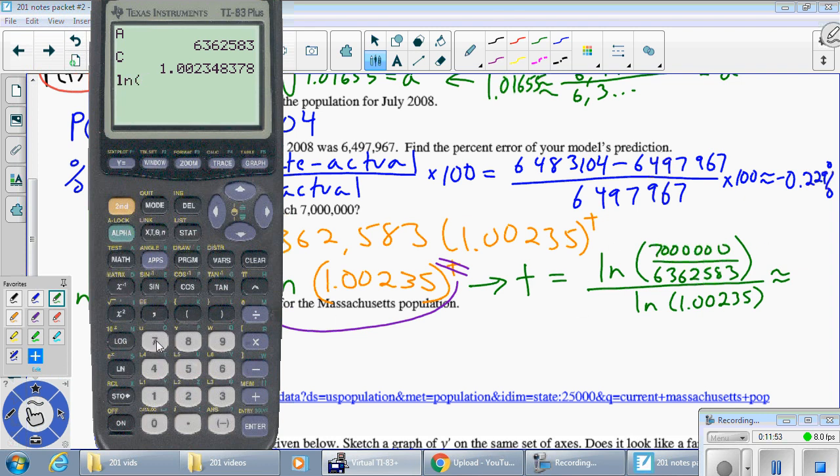7 million, this will be real fancy. This E means times 10 to the, and there's 6 spots, 6 zeros here. So there's 7 million divided by, and then we said this was the number A, divided by ln of C. So again, a very efficient way to use the storing of numbers on the calculator. So it looks like it takes about 40 years. We'll call it 40.7.